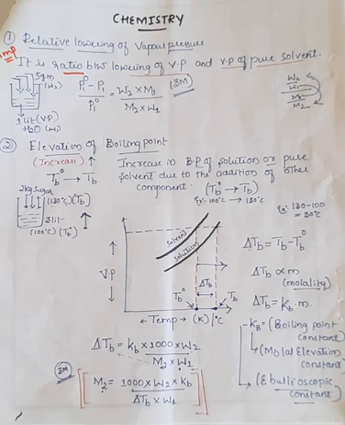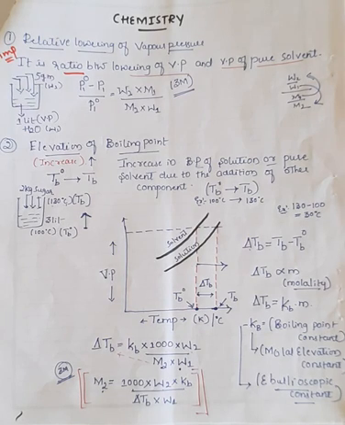So as you go on adding the solute molecules, what happens? The vapor pressure of the solution goes on decreasing, because the combining capacity of atoms goes on increasing, and hence the vapor pressure decreases. So whenever you take the ratio of the reduction in the value of vapor pressure to the vapor pressure of only the solvent molecules, that is called the relative lowering of vapor pressure.